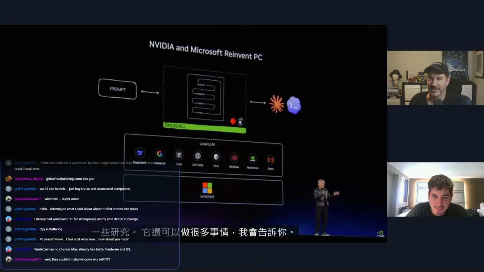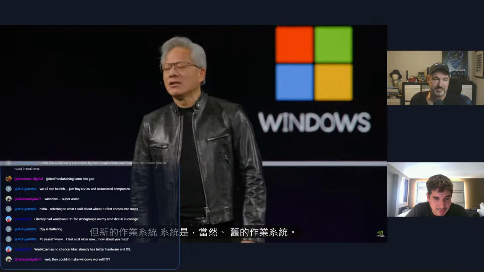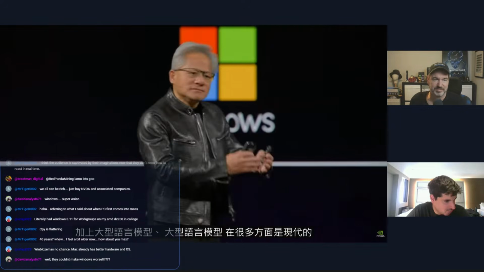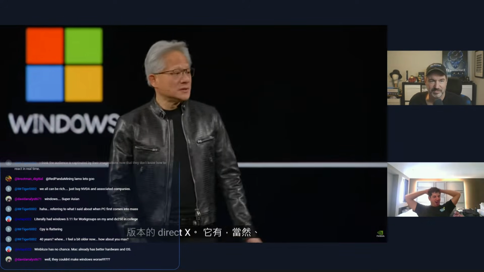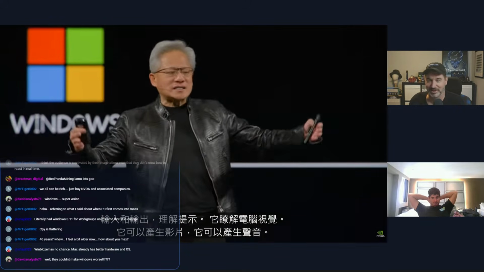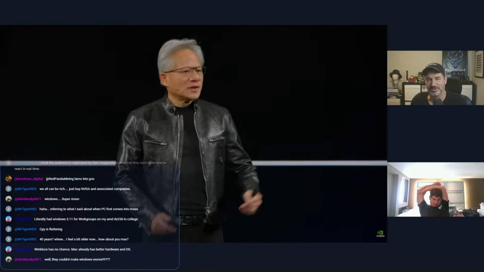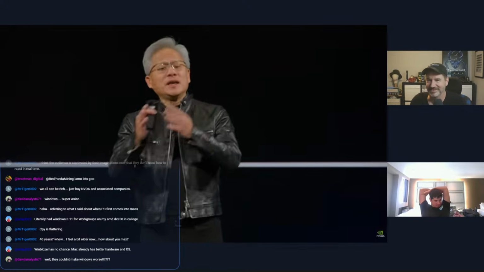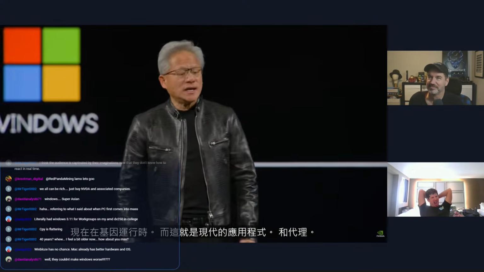I got a full screen, so I can't see. Of course, the new operating system is the old operating system plus large language models. Large language models, in a lot of ways, is the modern version of DirectX. It has, of course, input and output, understands prompts, it understands computer vision, it can generate video, it can generate sounds. It is the modern intelligence extension. And then we came along and there was Windows 3.1 as an extension of DOS, as I mentioned before, and that is going to be replaced by an agentic runtime. And that is the modern application, an agent.